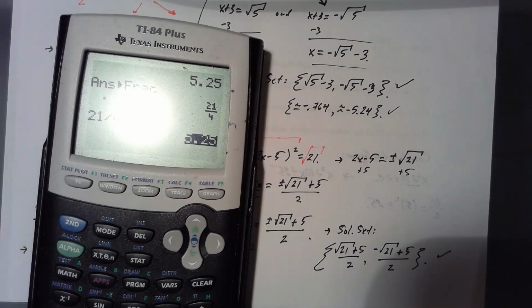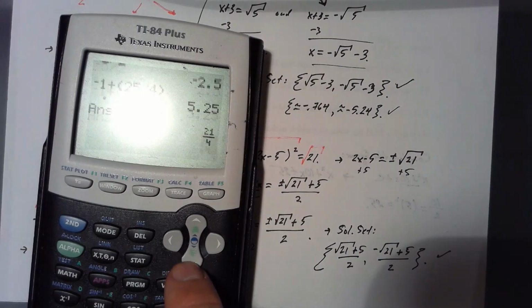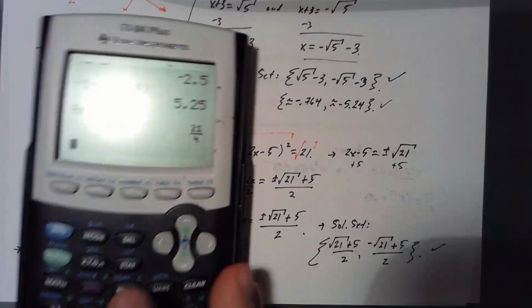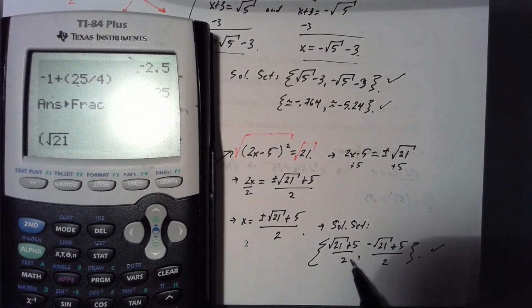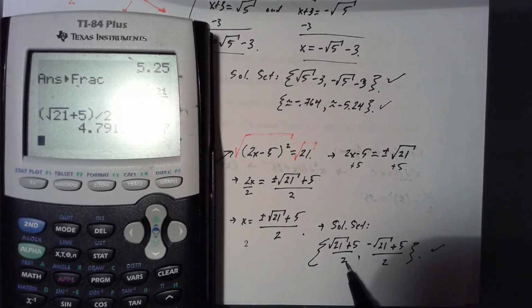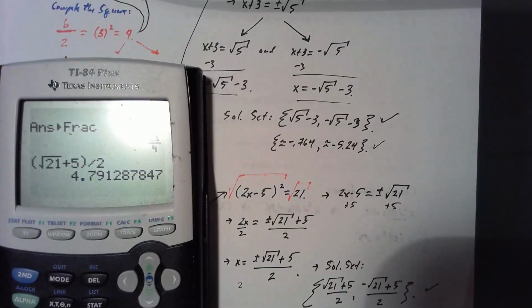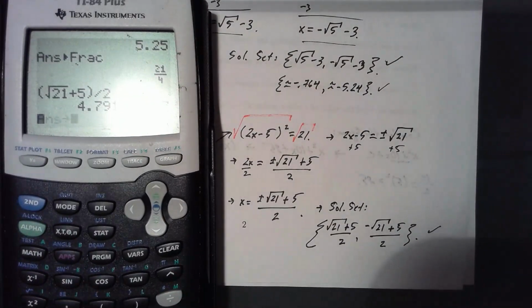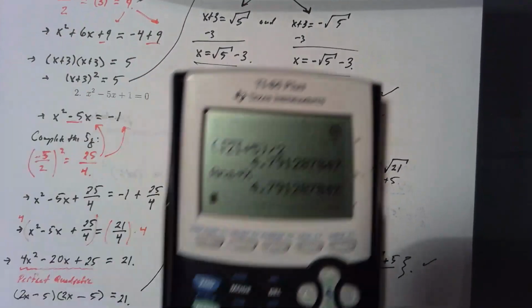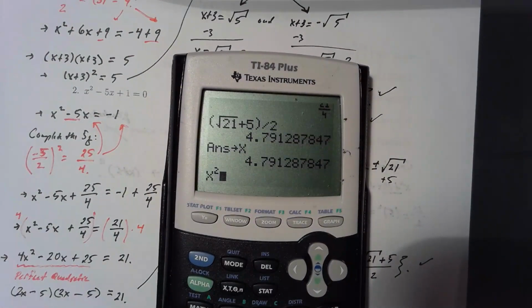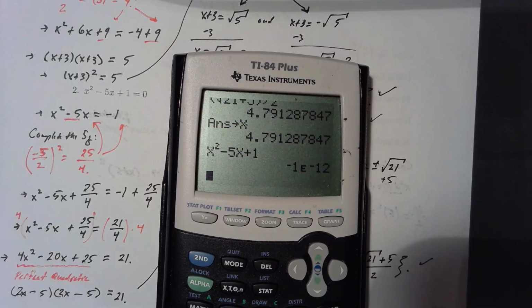So let me redo that. Let's rewrite that. So parentheses root 21 outside root plus 5, that divided by 2. So this value is roughly 4.79. Now let's store that in x. Now let's type that in the equation. So x squared minus 5x plus 1. That's better.